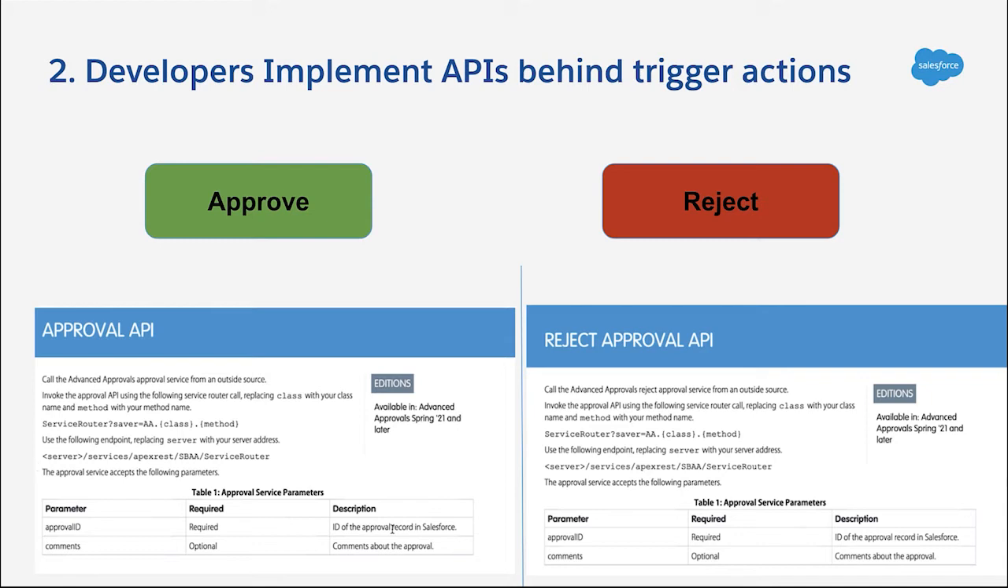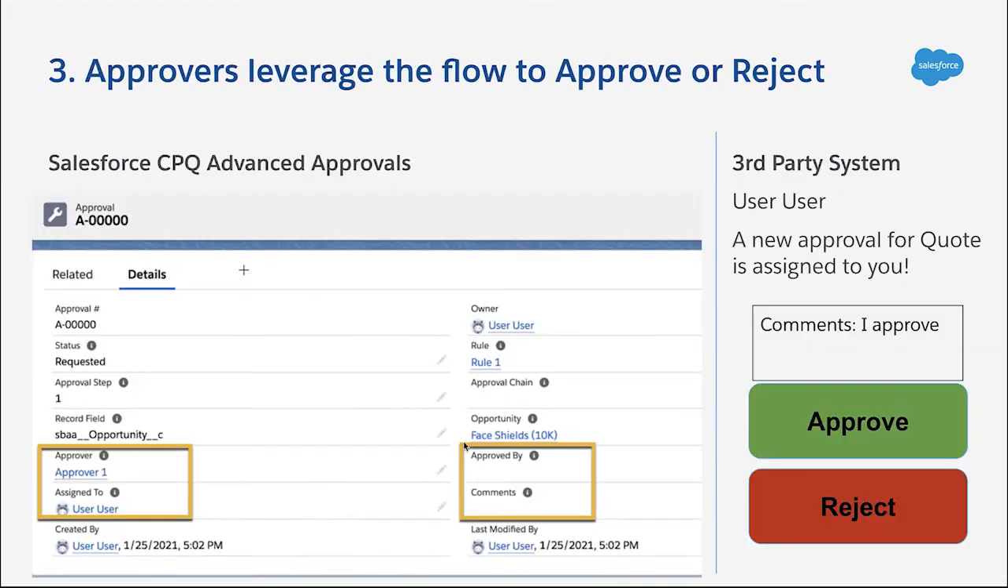To get to the developer guide, simply go to developer.salesforce.com and navigate to the Advanced Approval API section under the Salesforce CPQ API guide. You can also find these details as part of the Spring 21 release notes.